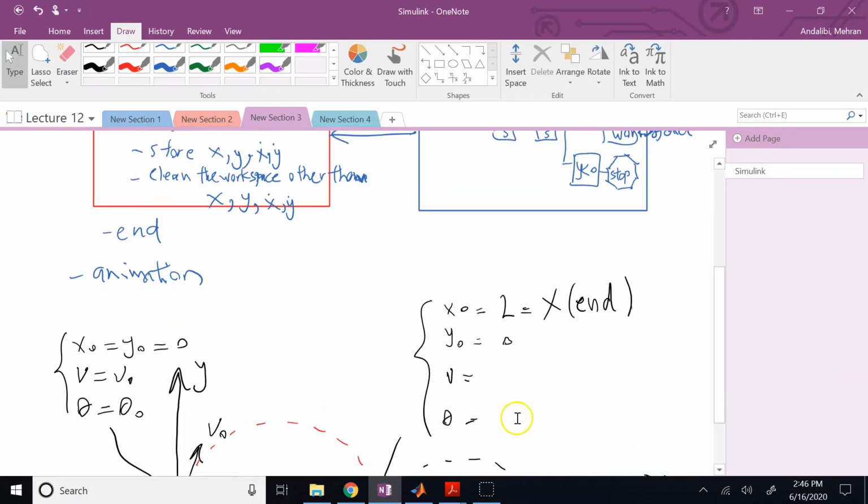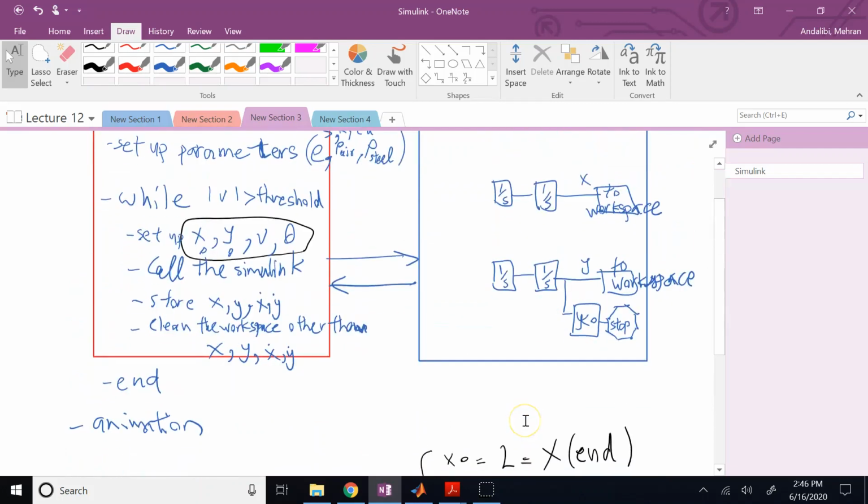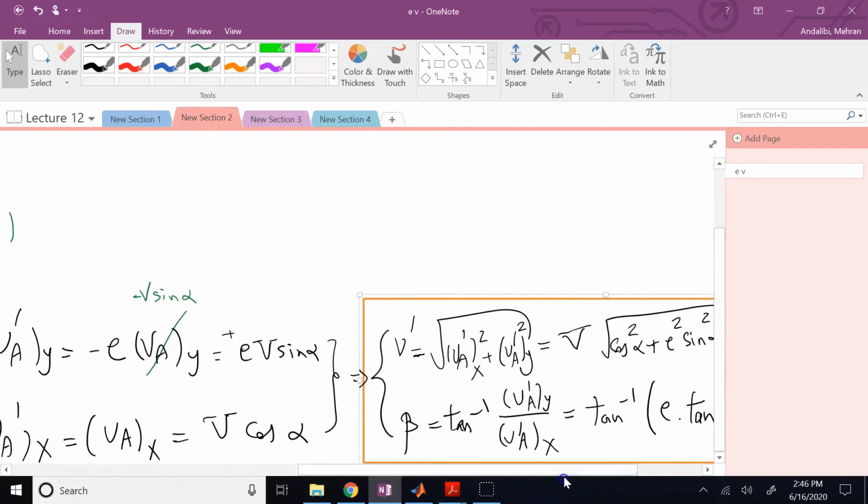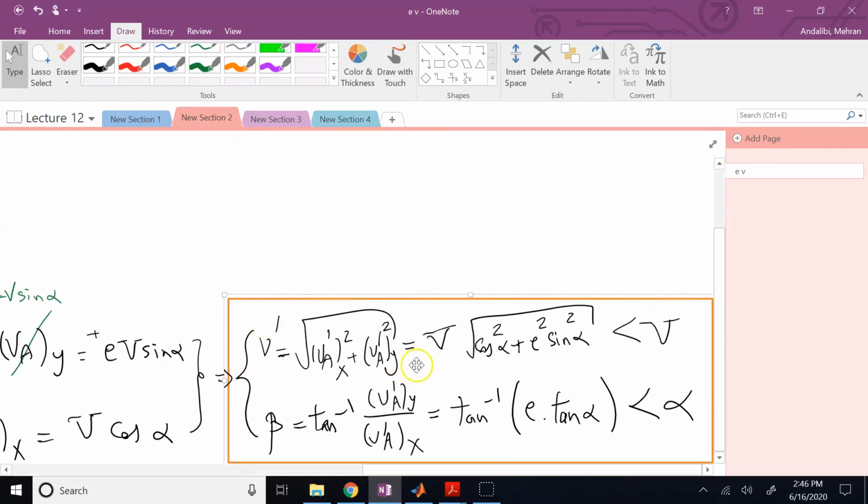What about v and theta? V and theta I have to find through those equations that I gave you, right? V after impact is V before impact times square root of what? Cosine squared alpha plus E squared sine squared alpha. So how do I find it? I need to find V right before impact and then multiply it by this number also. And what is this number? Here alpha is the angle right before the impact and V is the velocity right before the impact. And E is a constant. So before I can calculate V prime, first I need alpha and V and also beta.